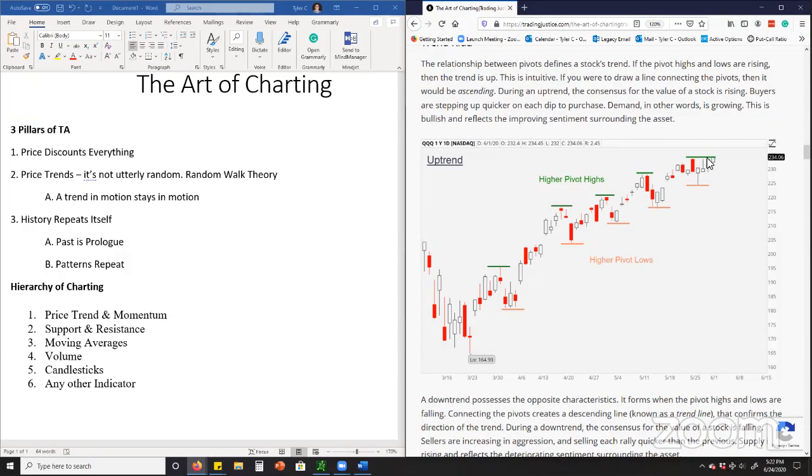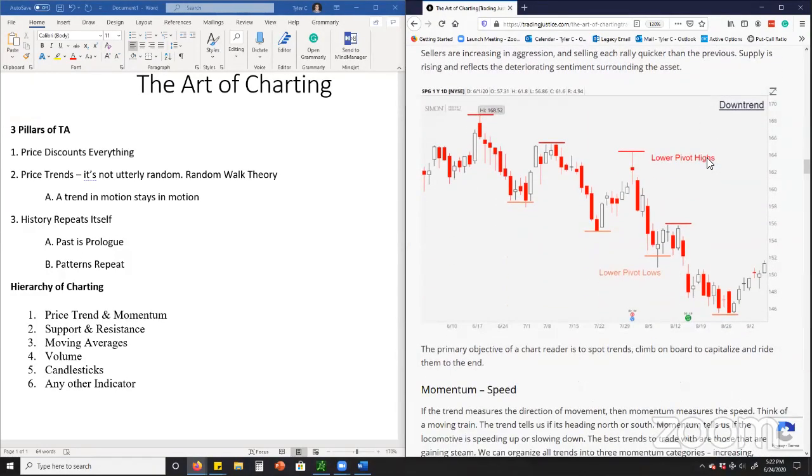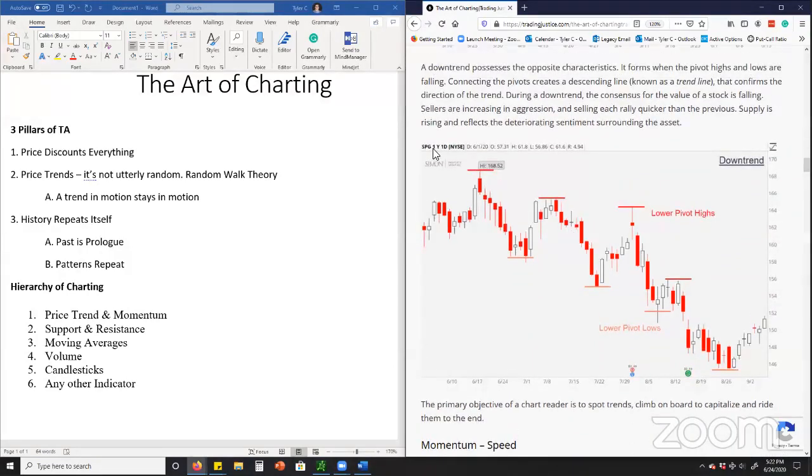The definition of a downtrend is the opposite. Okay, this is a picture of Simon Property Group, a REIT, real estate investment trust. These guys own a bunch of commercial properties. You can see, and this was recent, wasn't too long ago, you can see a downtrend, right?